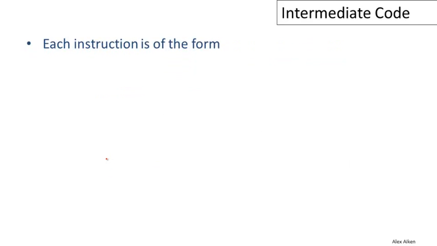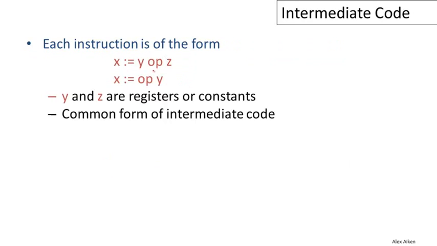In the intermediate code that we'll be looking at, every instruction will have one of two forms. It will either be a binary operation, or it will be a unary operation. And always, the arguments on the right-hand side, in this case the y and the z, will be either registers or constants. They could also be immediate values. This is a very, very common form of intermediate code. It's so widely used that it actually has a name. It's called three address code, because every instruction has at most three addresses in it, at most two arguments, and then a destination.